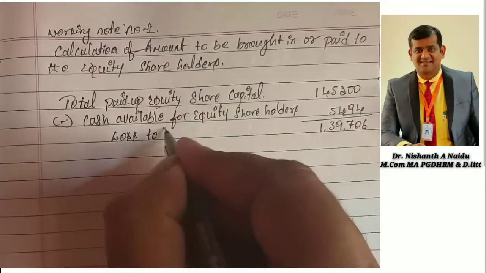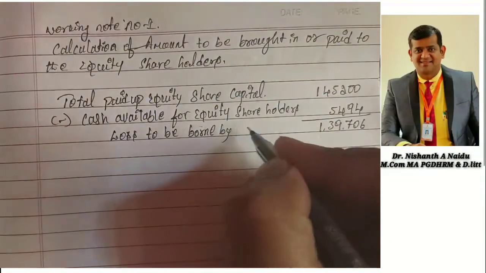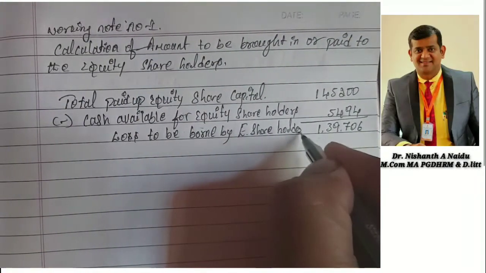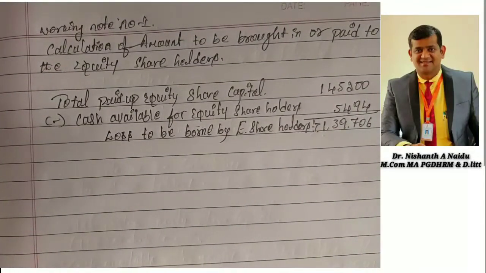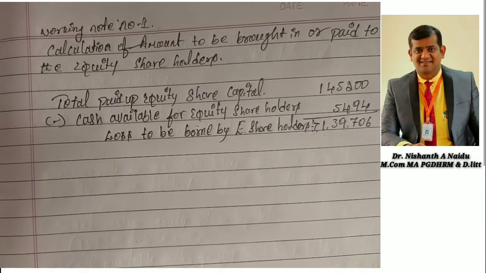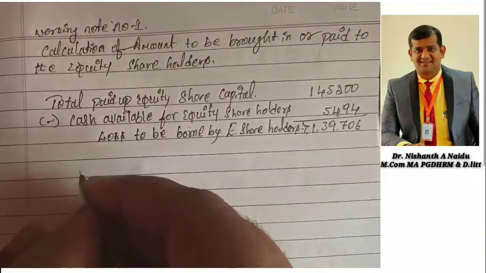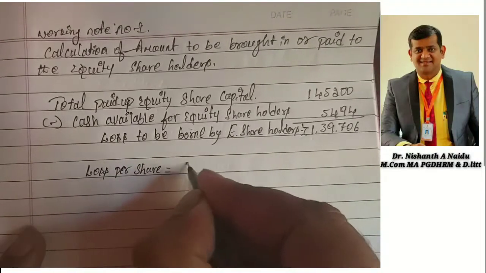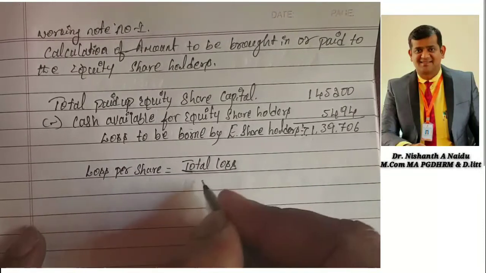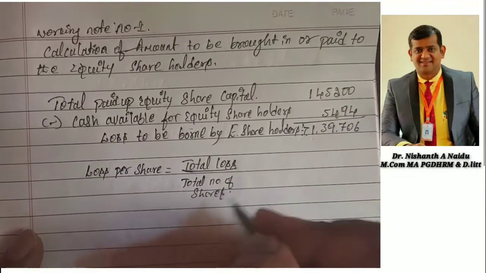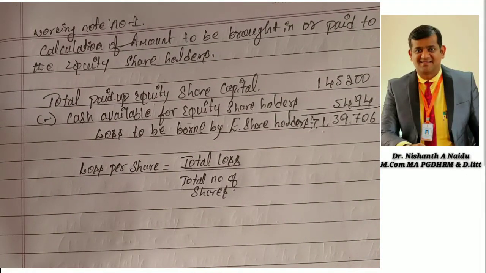So loss to be borne by equity shareholders, 1,39,706. Now how much loss is to be borne per share? For that we have to check. How to check? Loss per share equals total loss divided by total number of shares. You all remember this formula, right? Loss per share equals total loss divided by total number of shares.